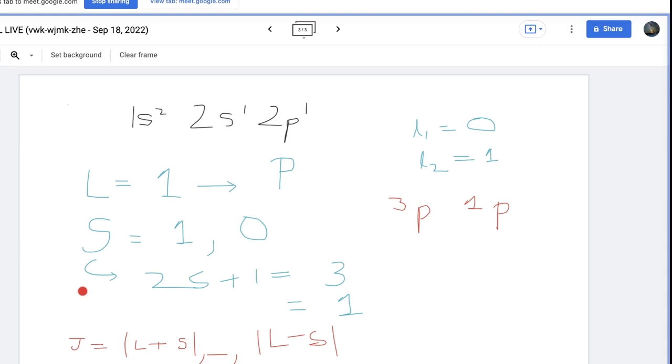So for 1P, where my S value is equal to 0, my J value will only be 1. And where my S value is 1, for the multiplicity 3, I will have J values 2, 1, 0. So it will be 3P2, 3P1, and 3P0.